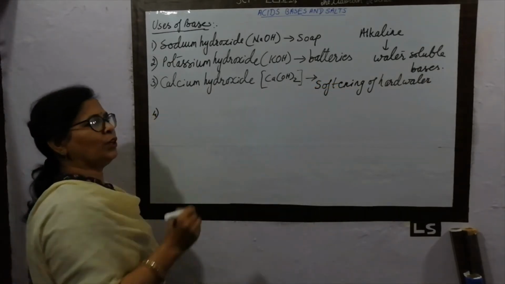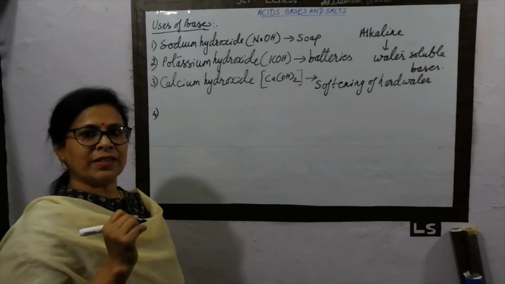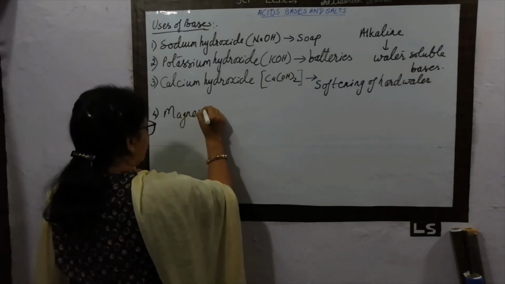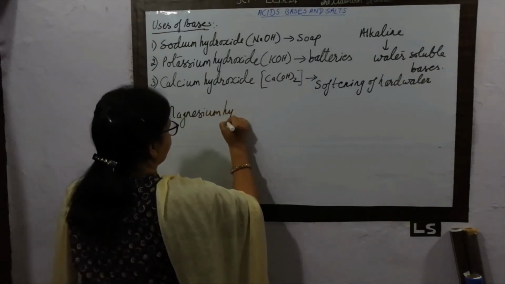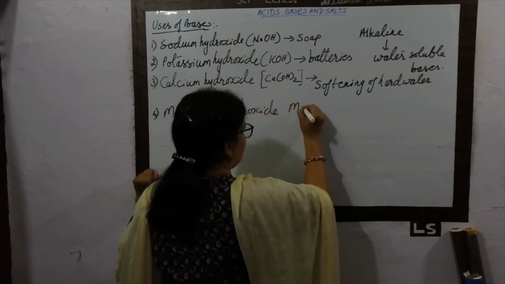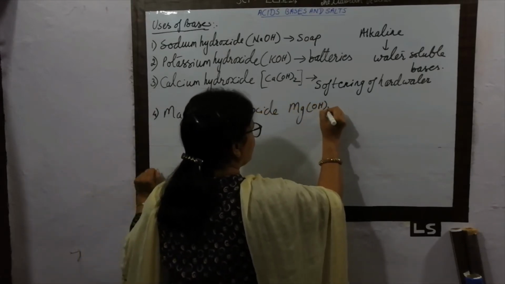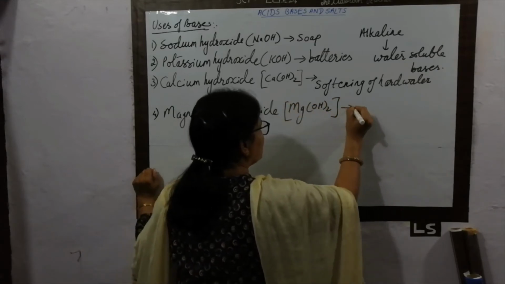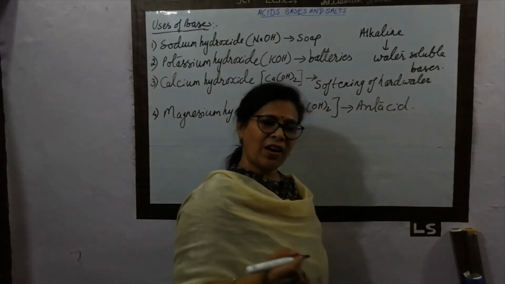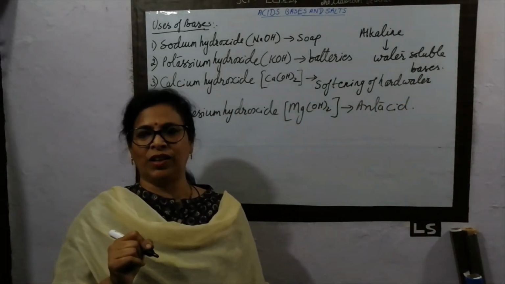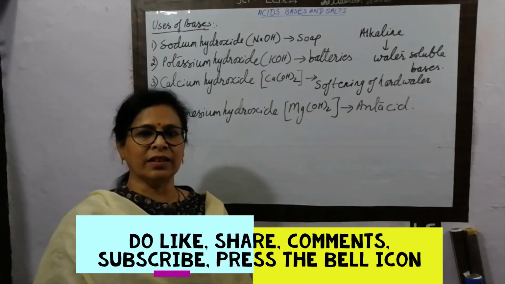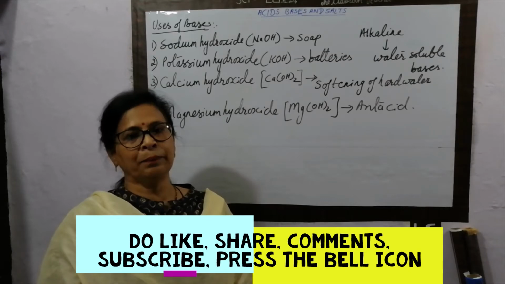One very commonly used base is magnesium hydroxide, MgOH2. Magnesium hydroxide is used as an antacid. We will learn about the antacid in another lesson, so we must discuss the antacid in any other class. Okay. So these are the various uses of the bases.